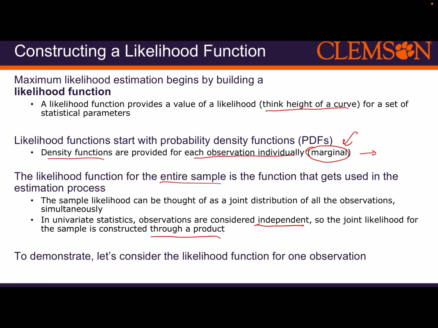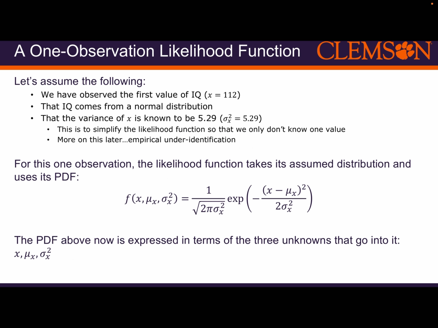Consider the likelihood function for one observation. So here's a one-observation likelihood function. By the way, this is not tractable. This is not something we can use. You can't get a one-person sample. You can't get variance with one, and the mean is going to be very, very obvious in hindsight once we get there.